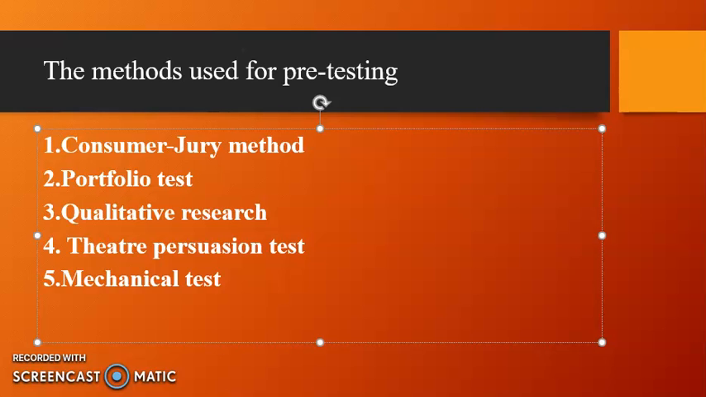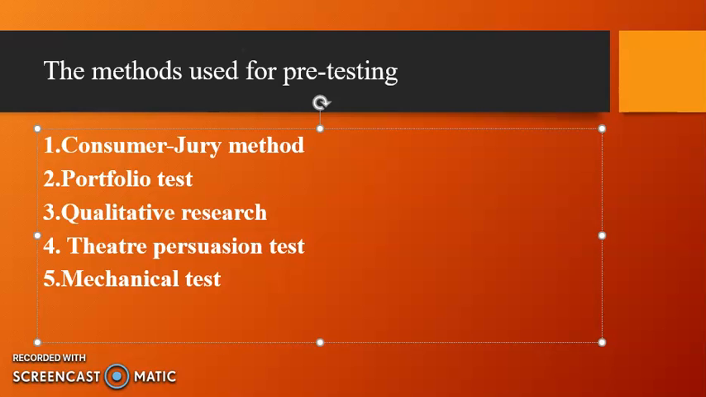What we have to focus on here is that they are asked to rate or rank various advertisements according to their order of preference, according to their individual interest. They are asked to give an order of preference or rank them. So that happens in the consumer jury method.